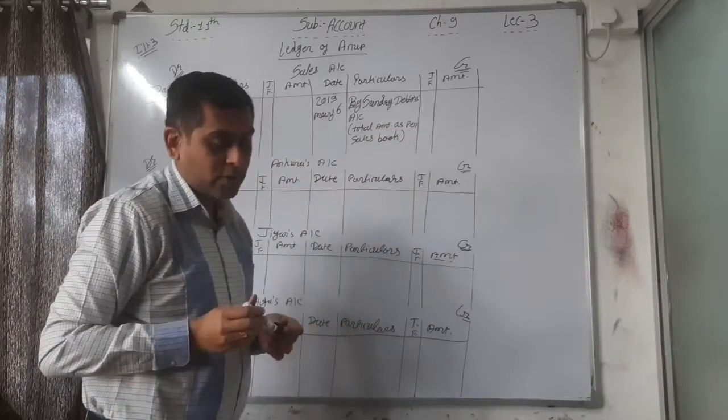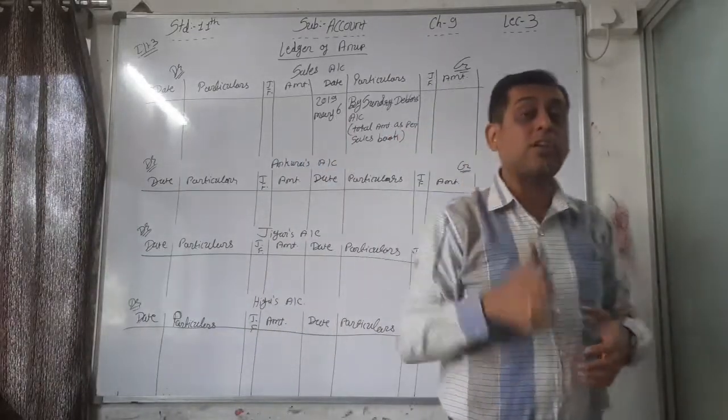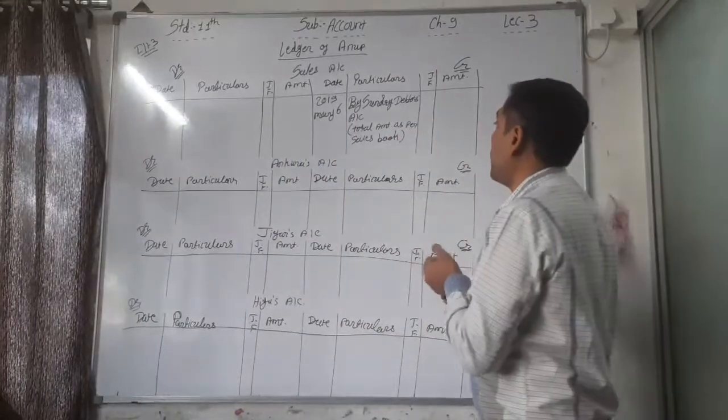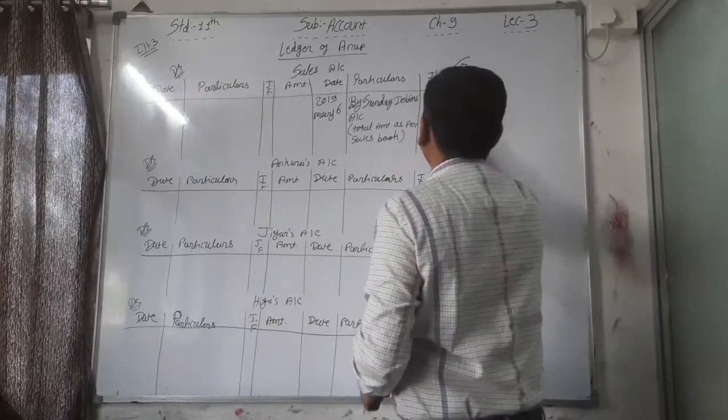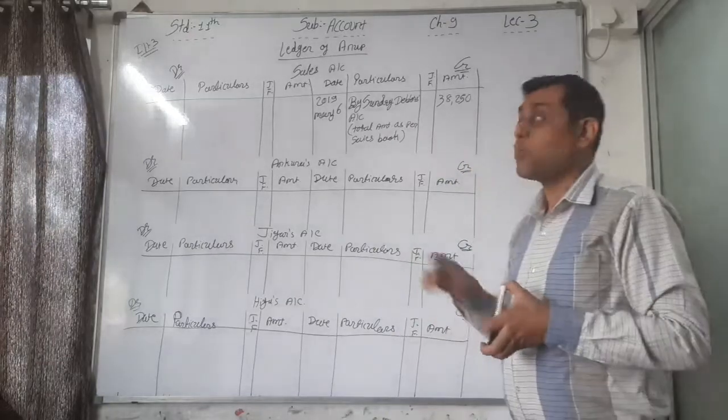Total amount as per the sales book. We have to just show the name of the debtors in the sales book. Okay. So we just have to make a total here, 38,250. Total sales we have to record in the sales account.